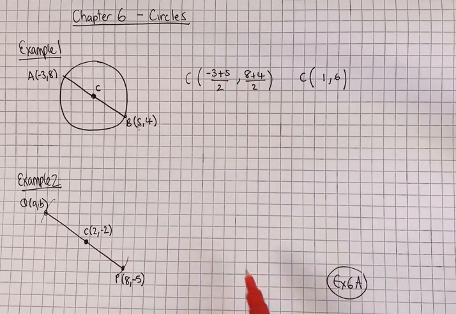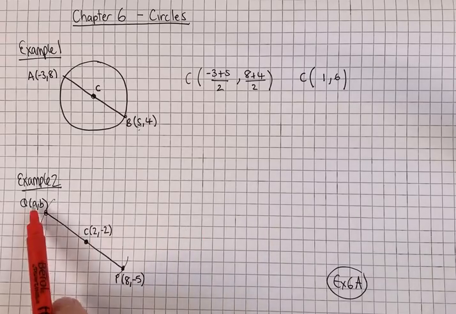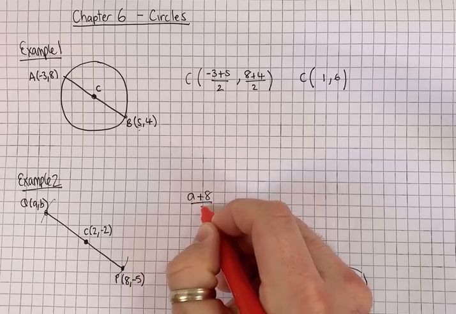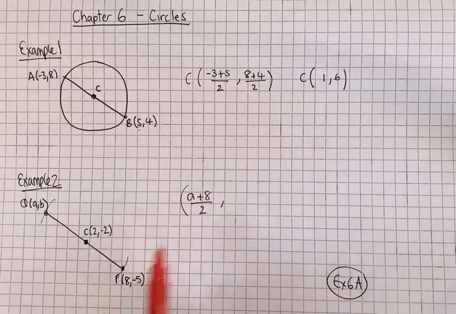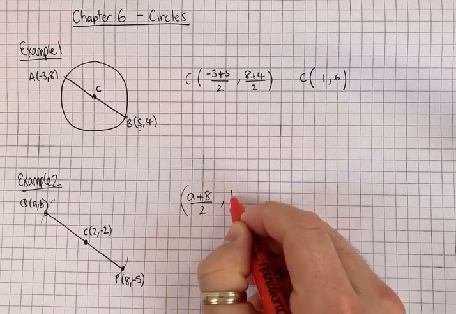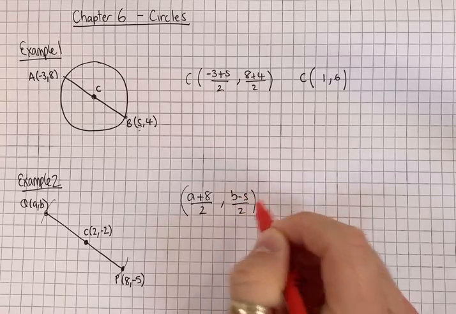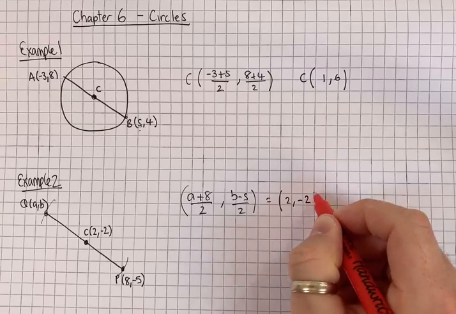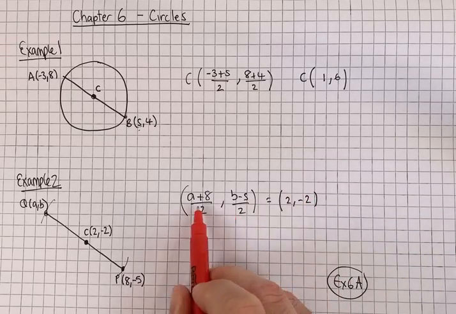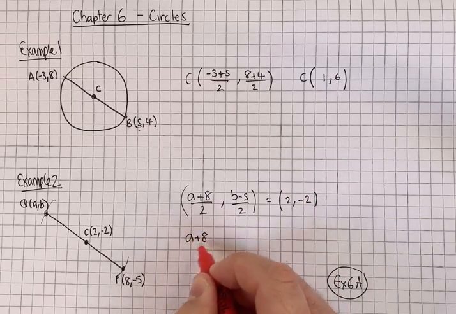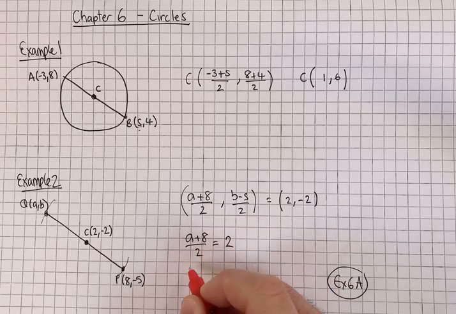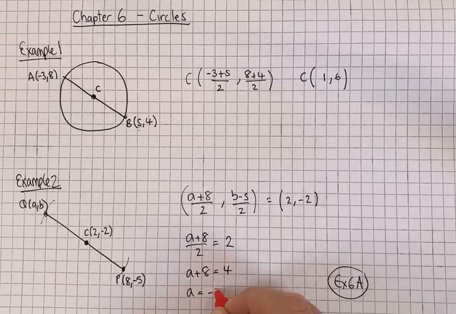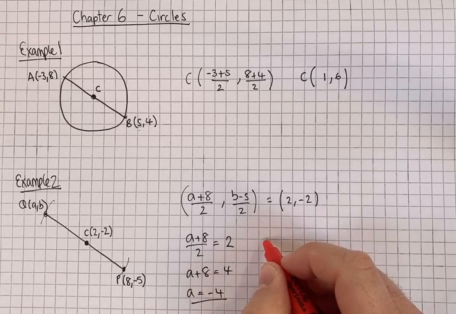So if I average the x coordinates, we'd have (a + 8) over 2. Average the y coordinates, (b - 5) over 2. And we know that's got to be equal to the centre of the circle, which is (2, -2). So if we equate those, we get (a + 8) over 2 equals 2, a + 8 equals 4, a equals -4.